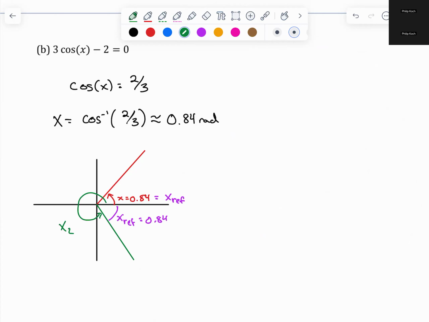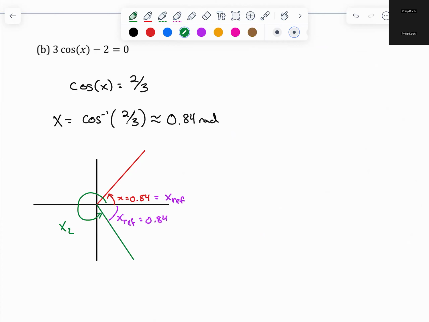Take a second. Make sure you digest it, because this is something you might need to do on the exam. I can neither confirm nor deny the existence of such a thing. But if it were on there, we would need to be able to do this. How do I find X sub 2?